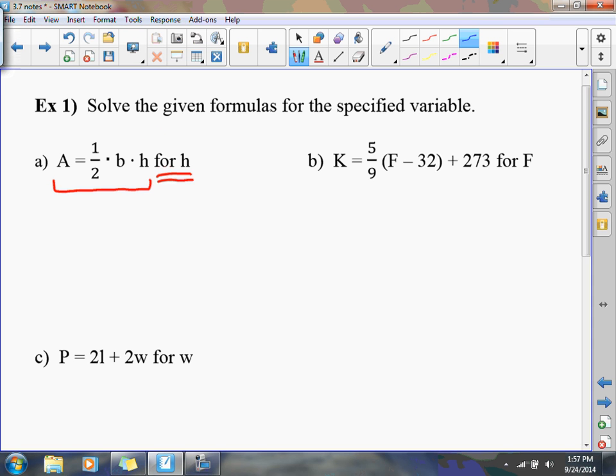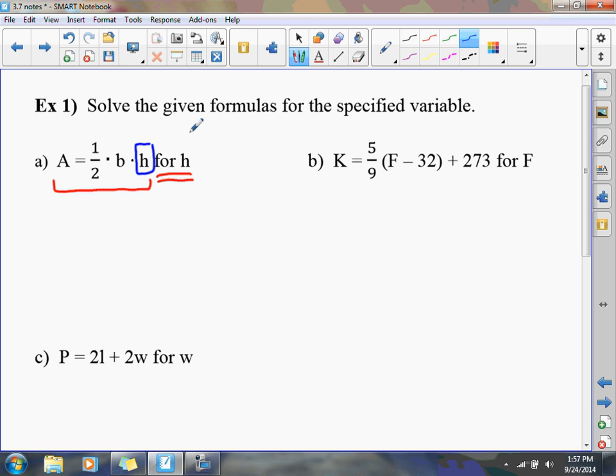So I want to get this h by itself. So it's just like if there were numbers and h was the only variable, I'm going to undo everything that is in that problem that's attached to the h. So the stuff that's attached to the h is this being multiplied by b and being multiplied by 1/2. Now it doesn't really matter which one we get rid of first, but I really am uncomfortable with that fraction. I want to get him out of there. I don't want to have to deal with a fraction longer than I need to.